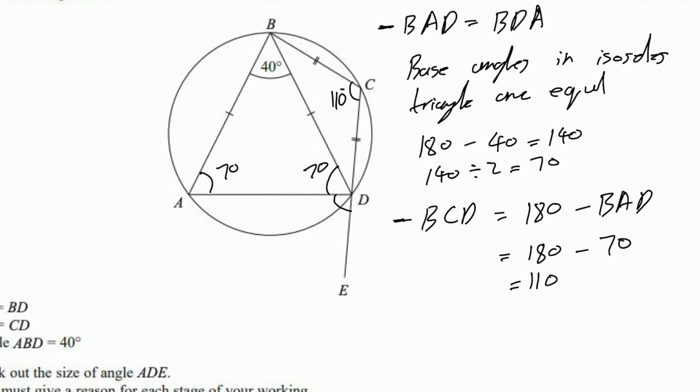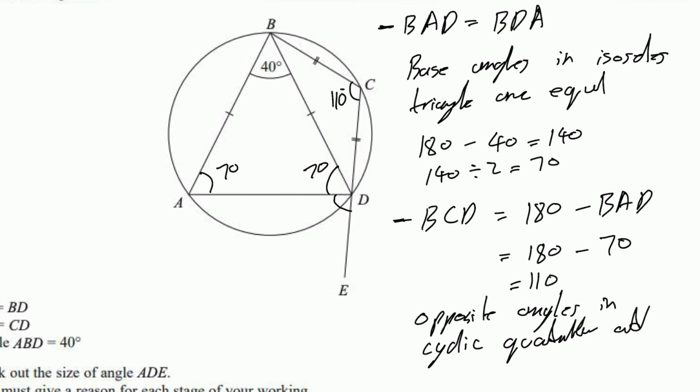What rule did you use there? So we're going to say that opposite angles in cyclic quadrilateral add up to 180. So that's the rule we use there.